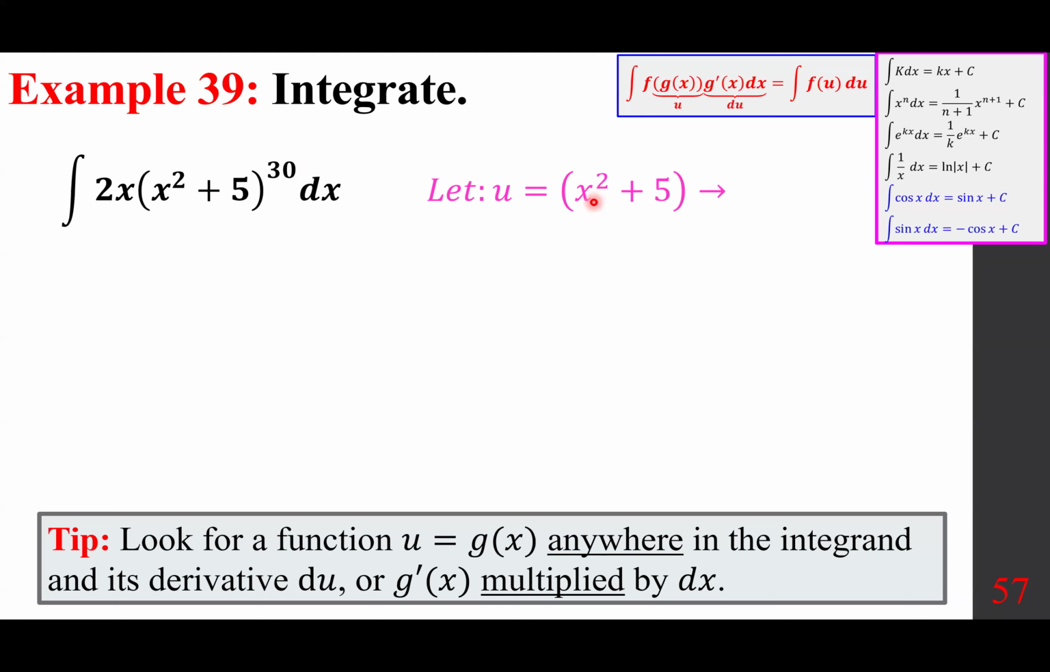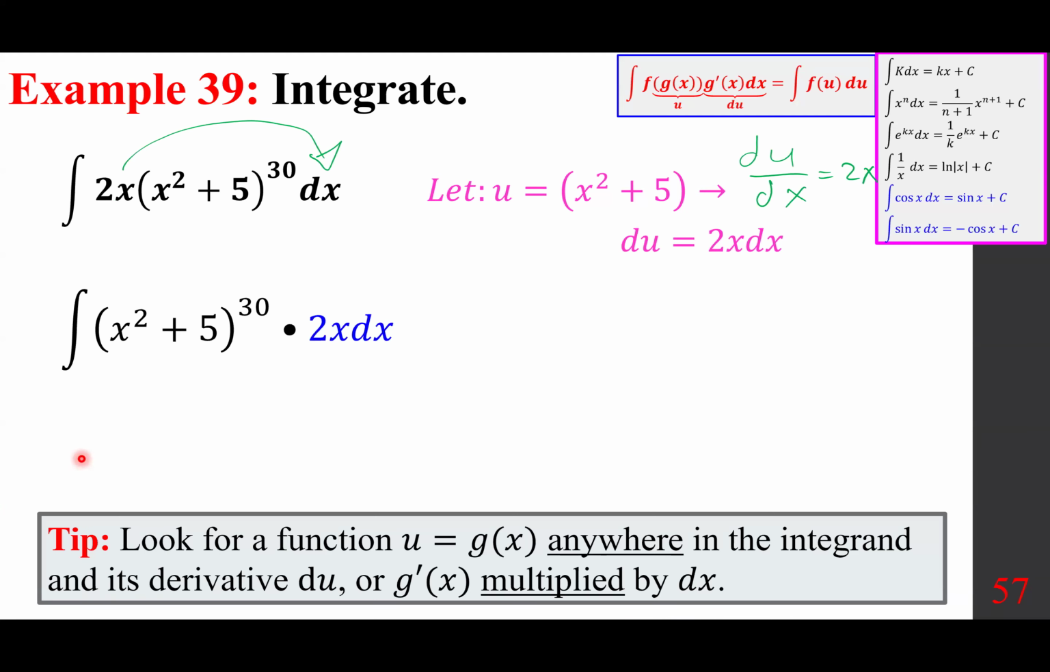Let me just write that so you can see du dx equals 2x. But that's not what we want. We want du, which is 2x dx. To make sure it's clear to everybody, we are going to move the 2x next to dx, and therefore this entire thing is du. This is u to the power of 30.